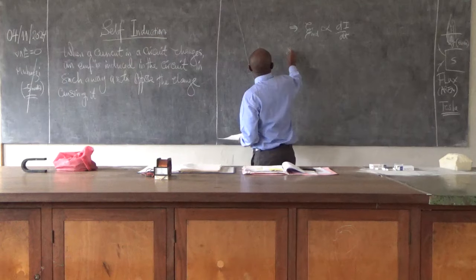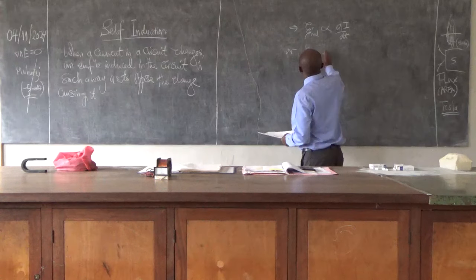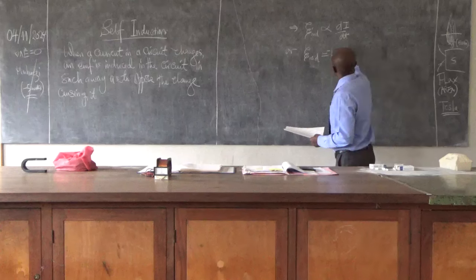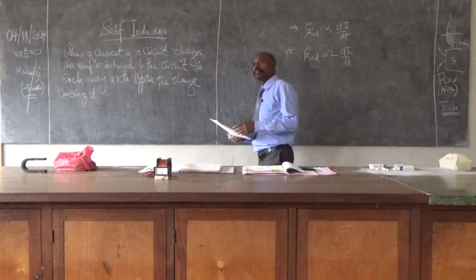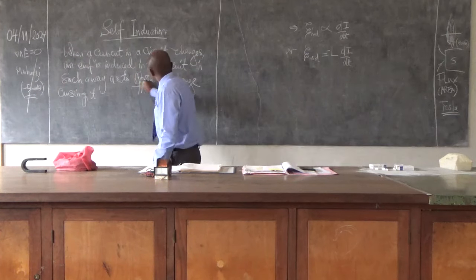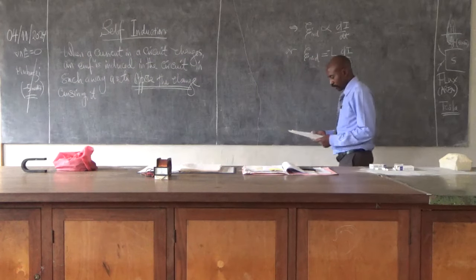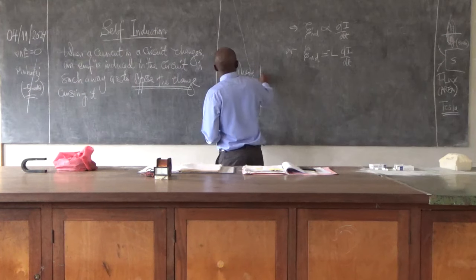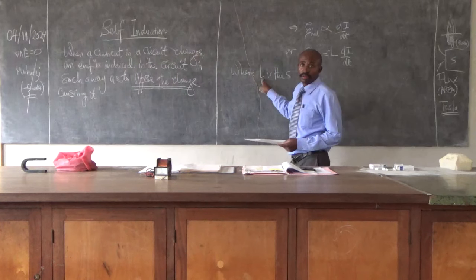Or we can introduce the proportionality constant, which is the inductance, so EMF equals minus L di/dt. I've introduced the negative because of Mr. Lenz, because it opposes the change in it, where L is the self-inductance.